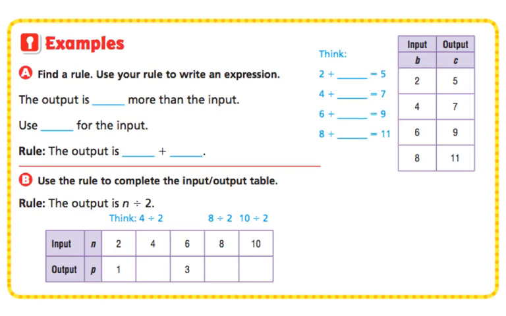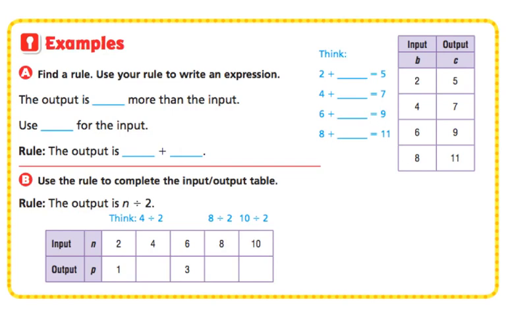Okay, let's look at an example. We're finding a rule, okay, and then we're going to use a rule to write an expression. So I'm looking at this input and output table. So I start with 2, that's what I start with, and then once I do something to that 2, it becomes a 5. Then I take a 4, do something to that 4, and it becomes a 7. I look at a 6, I do something to that 6, and it becomes a 9. And then I take an 8, and it becomes an 11.